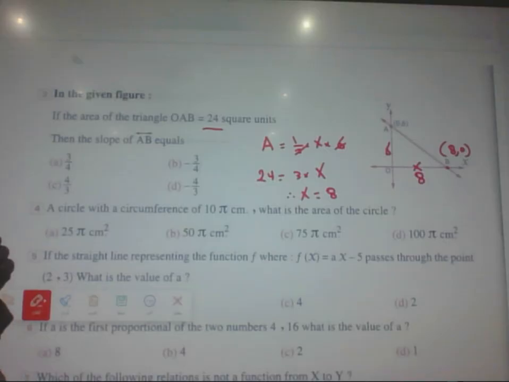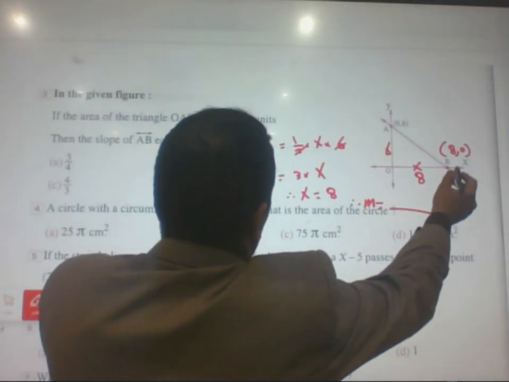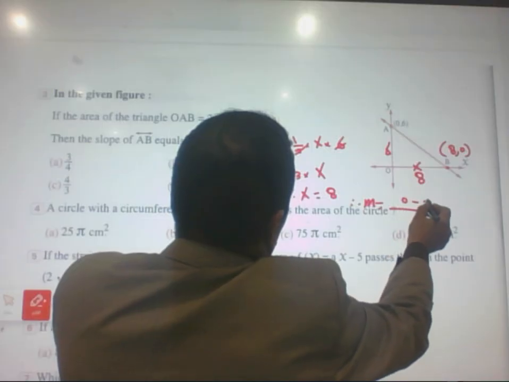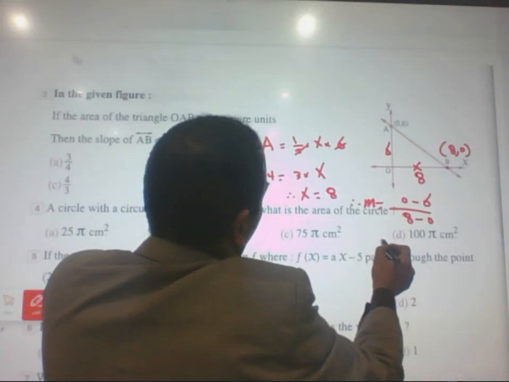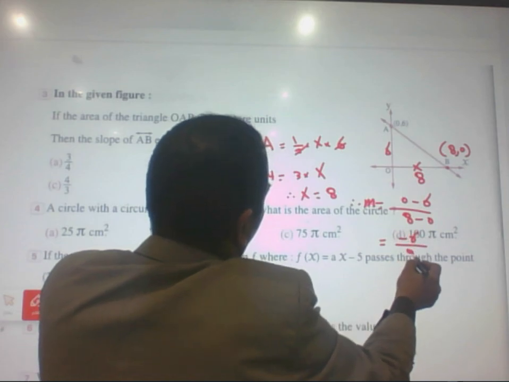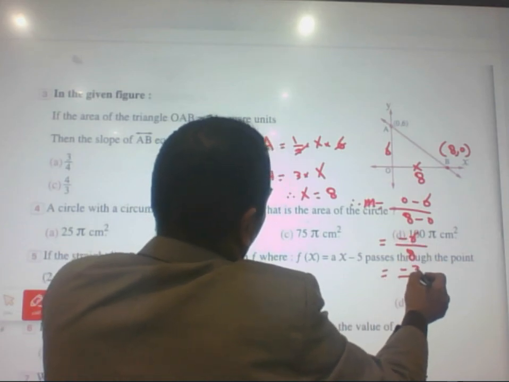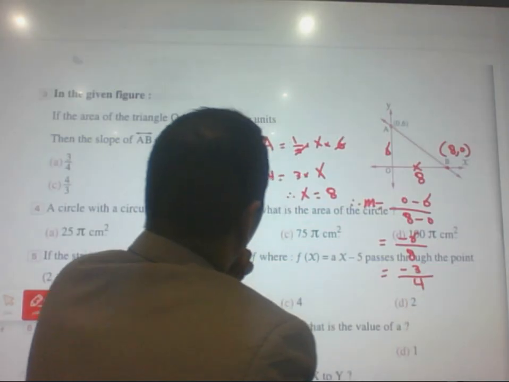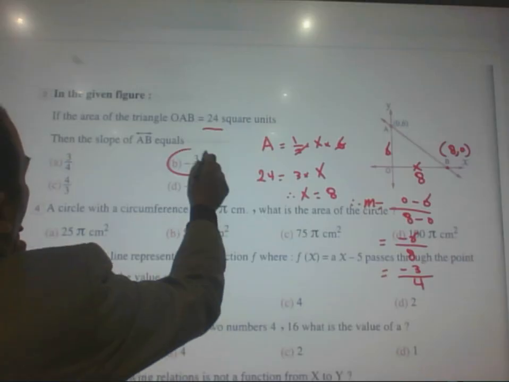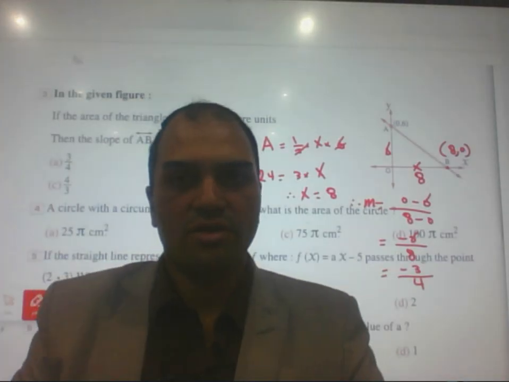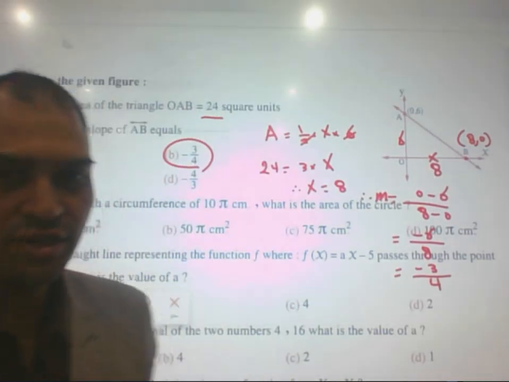He wants to find the slope of AB. Then the slope equals y2 minus y1 over x2 minus x1, so 0 minus 6 over 8 minus 0. Then we have negative 6 over 8, divided by 2. 6 divided by 2 equals 3. 8 divided by 2 equals 4. Then we have negative 3 over 4 is the slope. Choose letter B. Okay, understood. This is the slope of a straight line. Next question.